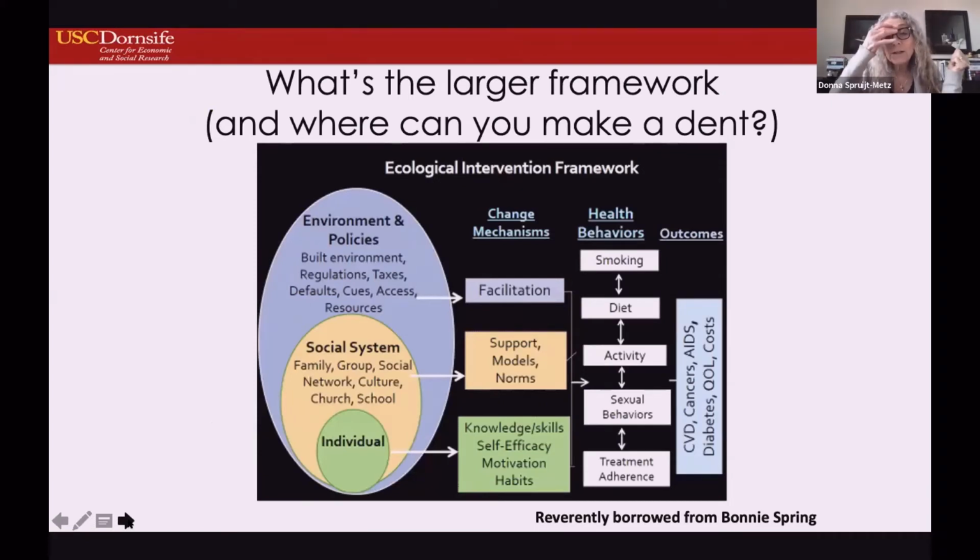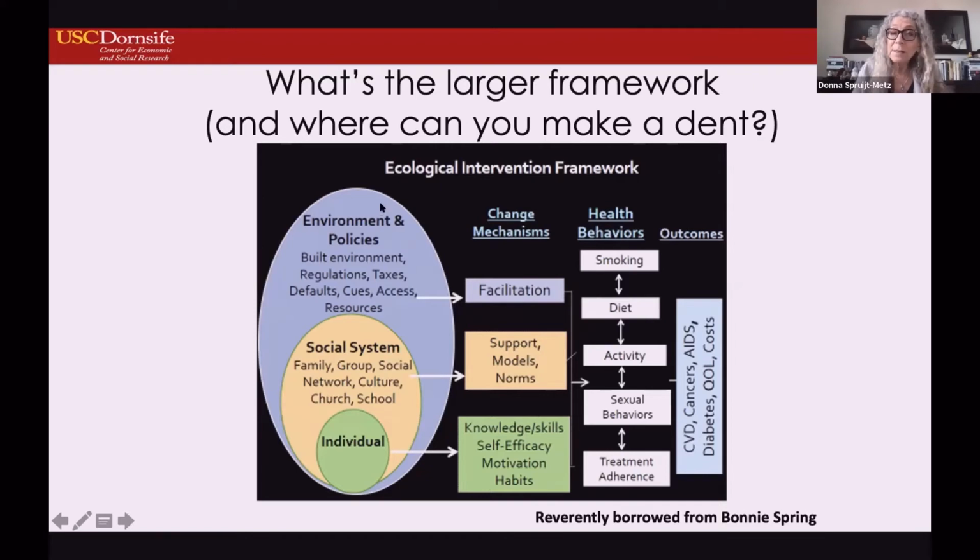I reverently borrowed this from Bonnie, our next speaker, who now has to find another picture, but she said it was okay. And when you're deciding on your research question, you really need to think about what's the larger framework and where you can make a dent. Because the ecological intervention framework is really overwhelming. There's a lot.